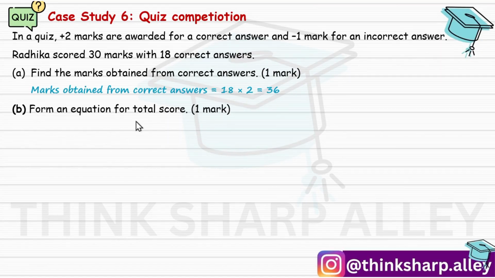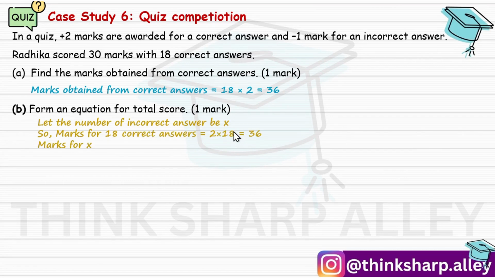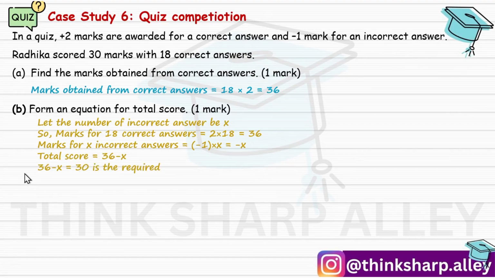Part B, form an equation for total score. So marks from her correct answers is 36 and let the number of incorrect answers be x. So marks for incorrect answers would be minus 1 into x, because she is given minus 1 mark for an incorrect answer. So for x incorrect answers, she will get minus x. So her total score becomes 36 minus x. And the equation will be 36 minus x equal to 30, because we have been told that she has scored 30 marks.